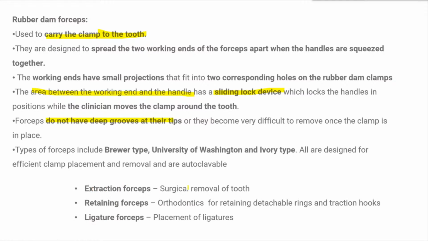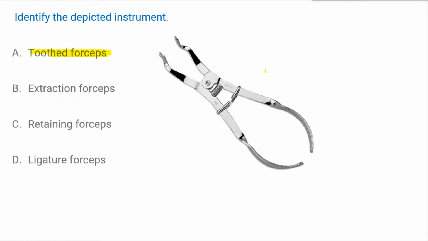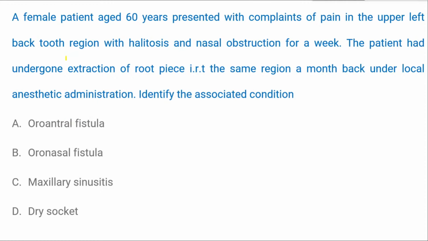The other options: extraction forceps, as we all know, are for surgical removal of teeth. Retaining forceps are used for retaining the detachable rings and the traction hooks for ortho treatment, and ligature forceps, as we all know, are for placing ligatures. So this depicts the Ivory type of rubber dam forceps, and the most suited answer would be toothed forceps. Okay, we'll move on to the next question.